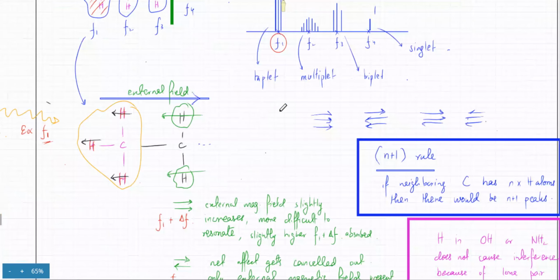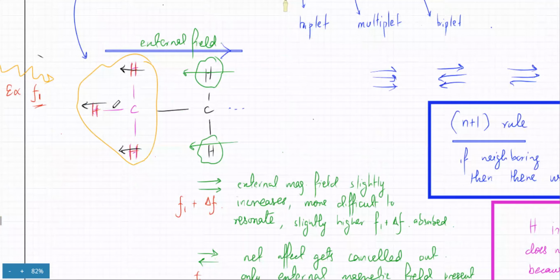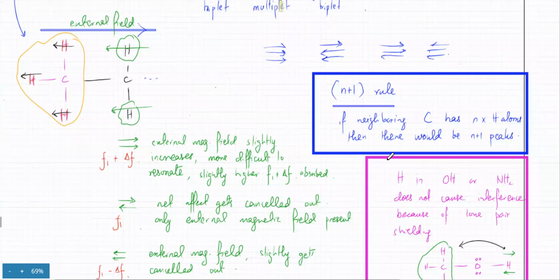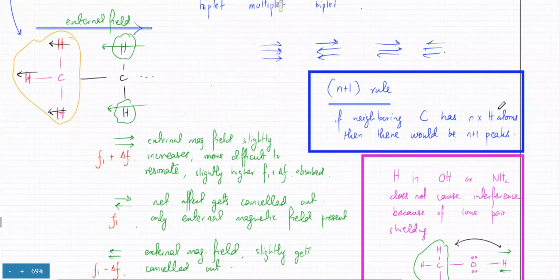The neighboring hydrogen protons are going to affect the magnetic field experienced by these three hydrogens because they have this tiny magnetic field. It might be an opposing spin, it might be a aligned spin. So there would be a number of ways in which these two hydrogen protons can affect the resonance of these three hydrogens. And the n plus 1 rule says that if the neighboring carbon has n hydrogen atoms, then there would be n plus 1 peaks. So if the neighboring carbon has two hydrogens, then these three would be split up into three peaks.